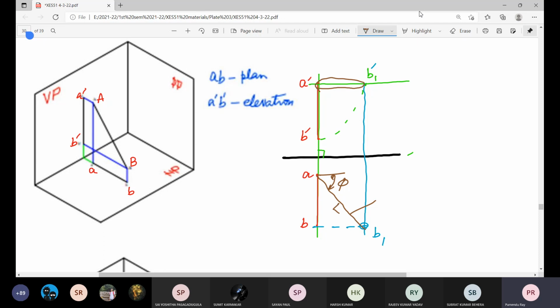Okay. Similarly, to get the angle theta, we need to make that line parallel to VP. When it is parallel to VP, its plan will be parallel to GL. Its elevation will show you true length and true inclination with the horizontal plane. So what about that?